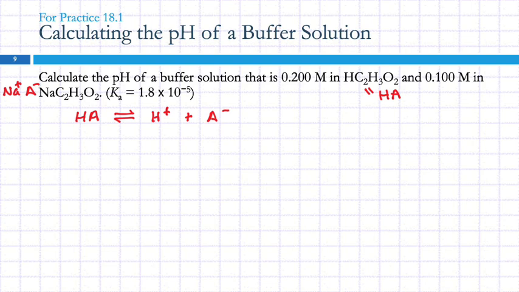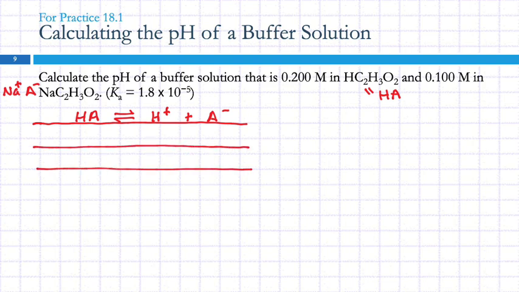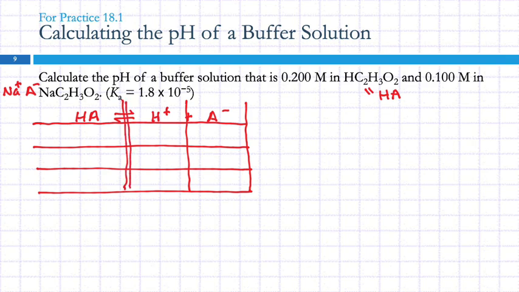Now what do you think we need? Ice table. So many ice tables. Because we have an equilibrium. And an ice table is how we can calculate concentrations in an equilibrium.